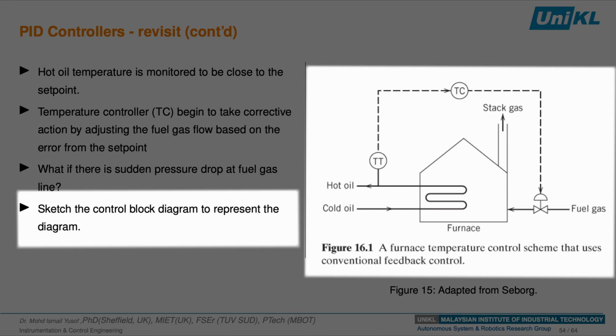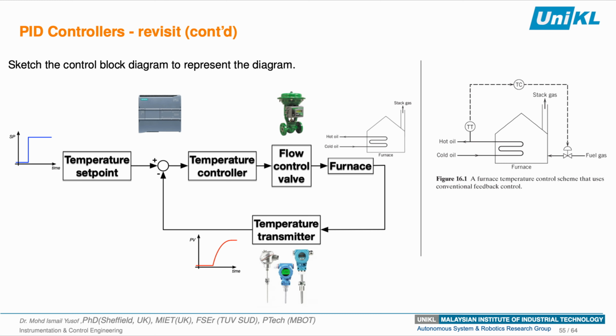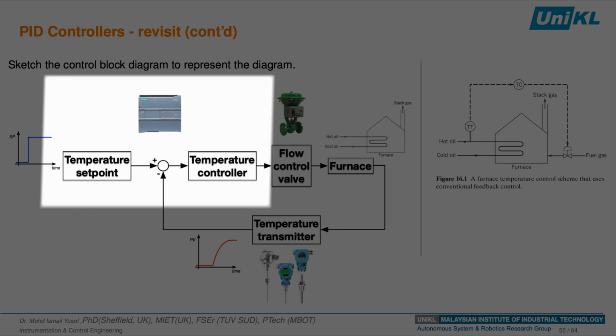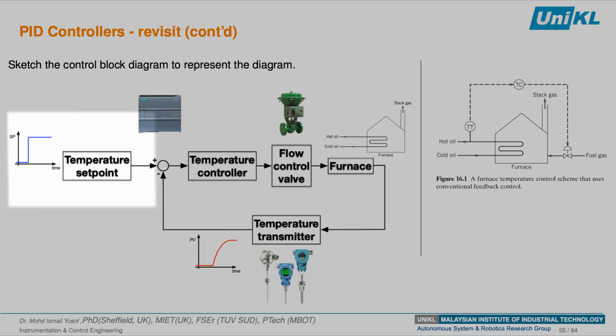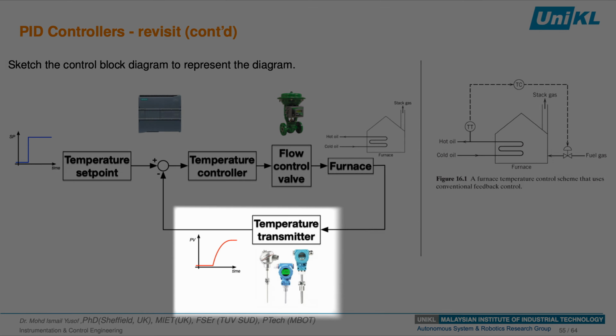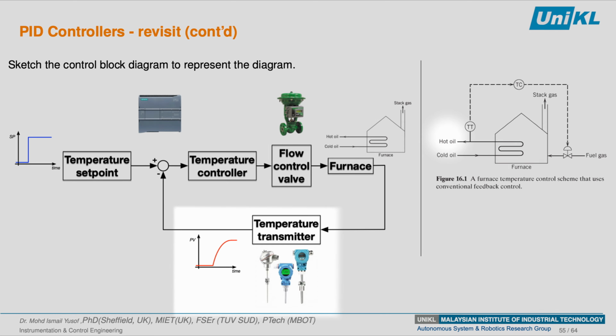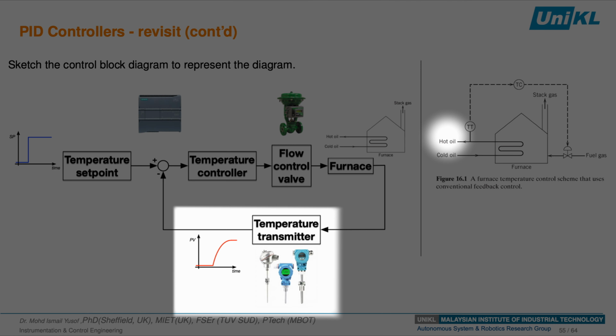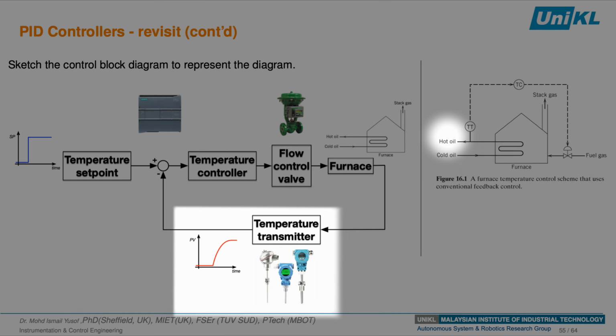Now we are going to sketch the control block diagram to represent the illustration on the right. From the control block diagram, temperature set point and temperature controller are programmable features in a controller. In this case, this could be a PLC. Set point acts as input command to the controller while it is being compared with actual temperature monitoring, which is done via temperature transmitter, TT. To be precise, the temperature transmitter is monitoring the hot oil temperature.